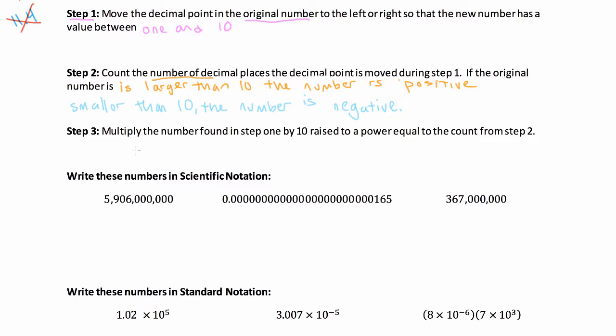So then all you're going to do is take the number you found in step 1 and then multiply that by 10 raised to the power you found in step 2. So I'll do a couple examples here.